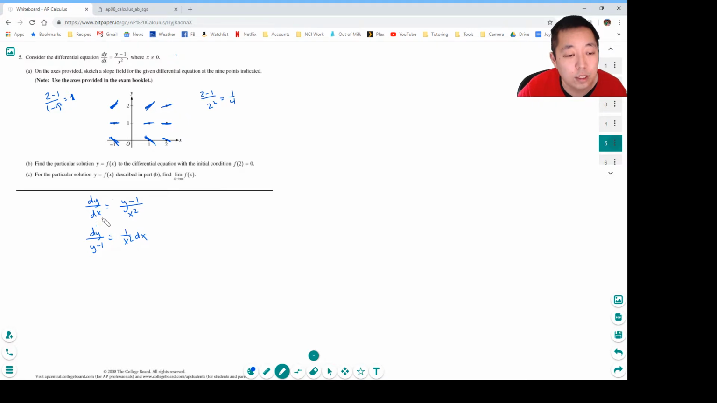Okay, it's important that the dx's and dy's are in the numerator, so I can't swap it this way or anything like that. Like I can't bring the dy down here and the x squared up there. That wouldn't make sense. So I'm going to integrate this. Integral of this is natural log absolute value of y minus 1 equals the integral of this, which is negative 1 over x, because this is x to the negative 2, plus c.